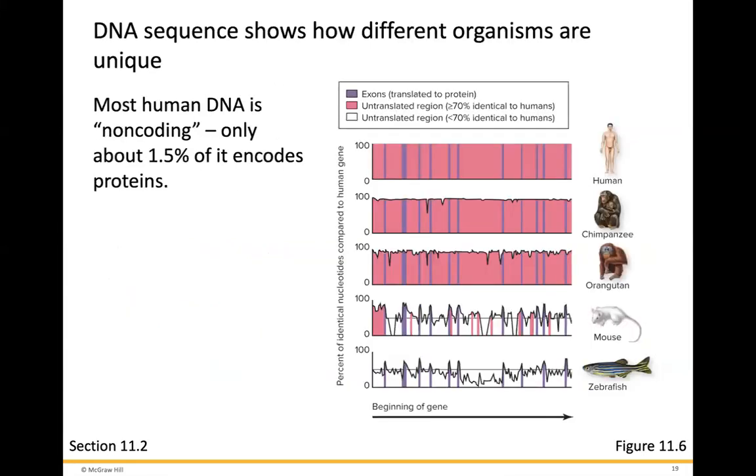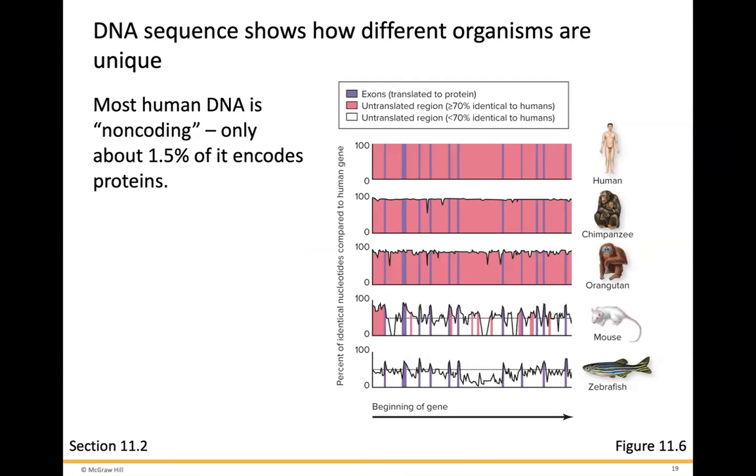DNA sequence shows how different organisms are unique. Most human DNA is non-coding, which means it actually does not code for a protein. And in fact, it's involved in a lot of regulation. Only about 1.5% of human DNA actually encodes for proteins.